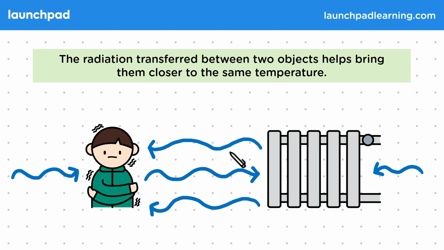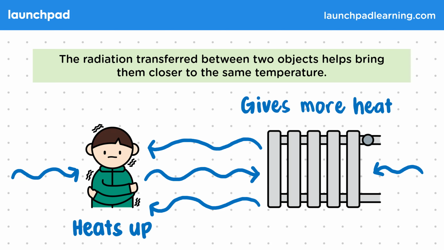Notice that we would receive more radiation from the radiator than we give back. In other words, the radiator gives more heat than we would give it. This imbalance in how much heat we transfer means that we would heat up, while the radiator would cool down. This would continue until we are the same temperature as the radiator and we're emitting the same amount of radiation.